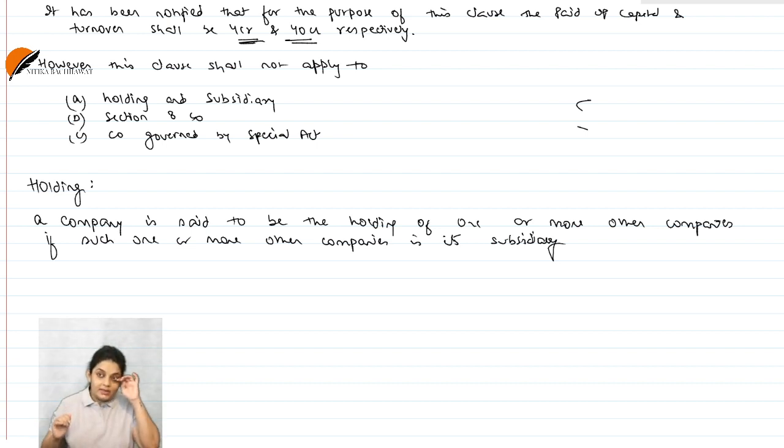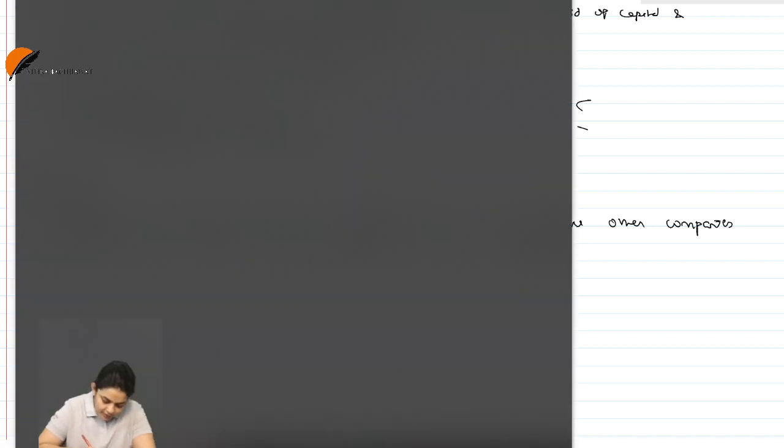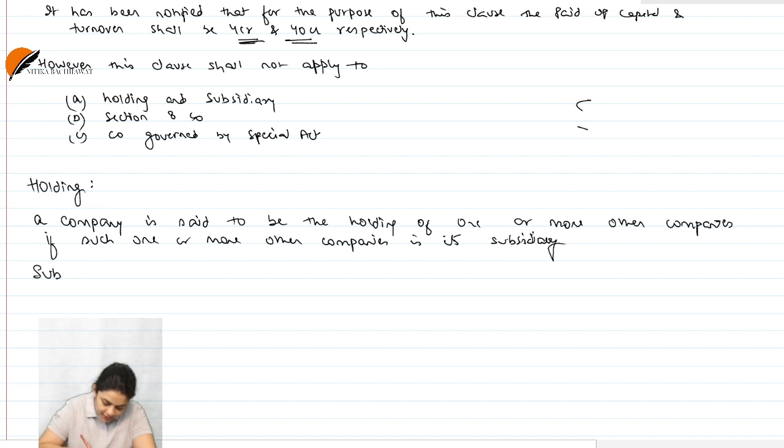But it tells us that the relation is interrelated, but it really does not tell us at all how the relation of holding and subsidiary is created. So let's look into the definition of subsidiary to understand how the relation is actually created. If we look at the definition of subsidiary, it actually tells us how the relation is created.